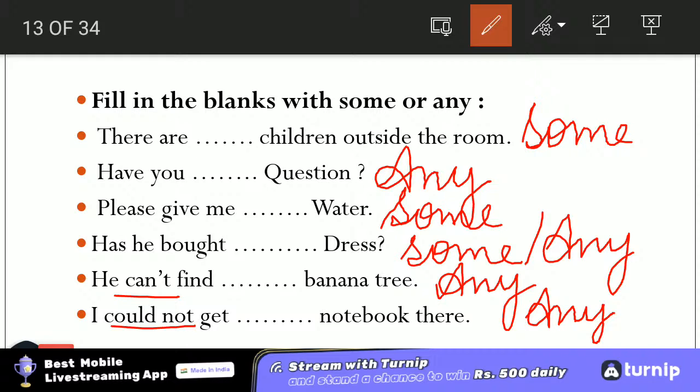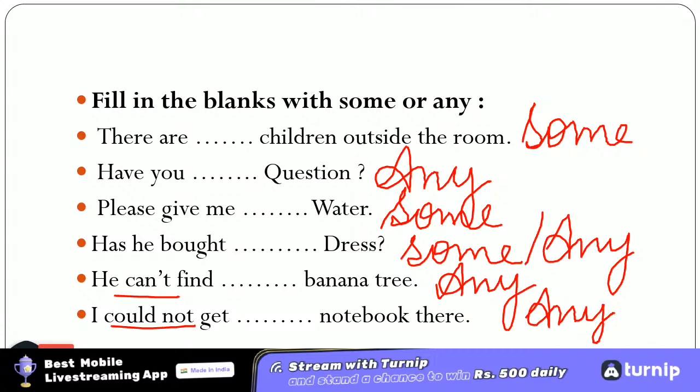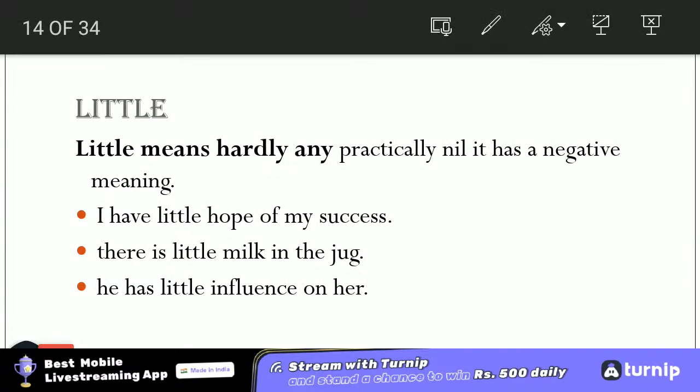And I hope the different rules are also clear when we have talked about some and any. Now the next category we will be talking about is the three: little, where to use little, where to use a little, and where to use the little. लिटिल, अ लिटिल और द लिटिल कहाँ कहाँ पर यूज होता है प्रॉपरली, आपको पता होना चाहिए और हम उनके बारे में ही गो थ्रू करेंगे.